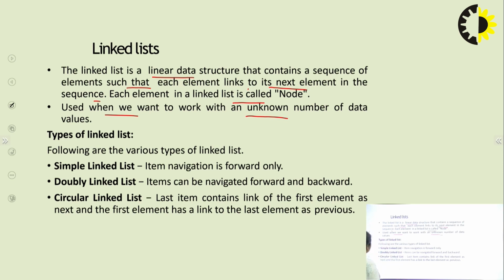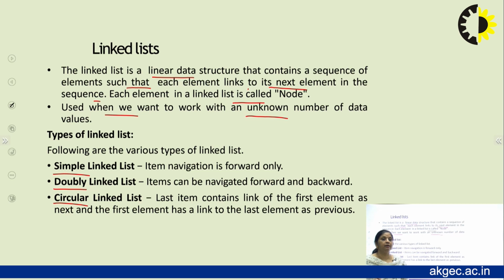We have different types of linked list: simple linked list, which we call singly linked list, doubly linked list, and circular linked list. In a singly linked list, at a particular node we have the address of the next node, at the second node the address of the third node, and so on. We are able to traverse the linked list in the forward direction till the end. The last node will have the pointer value null, because that is the last node and it does not contain any next node address.